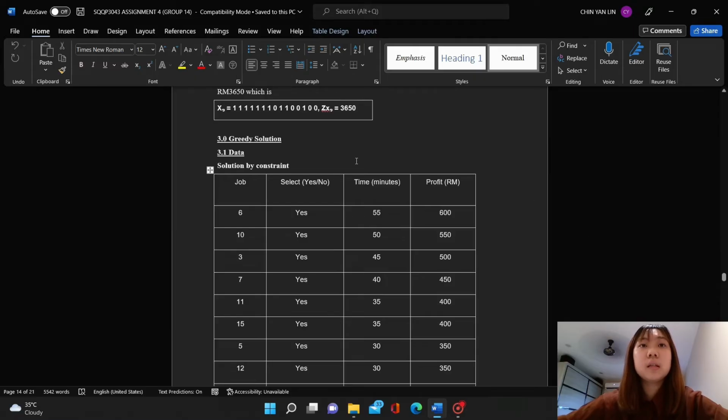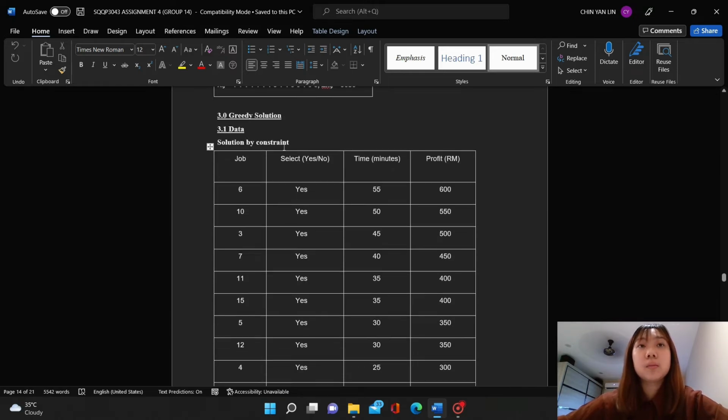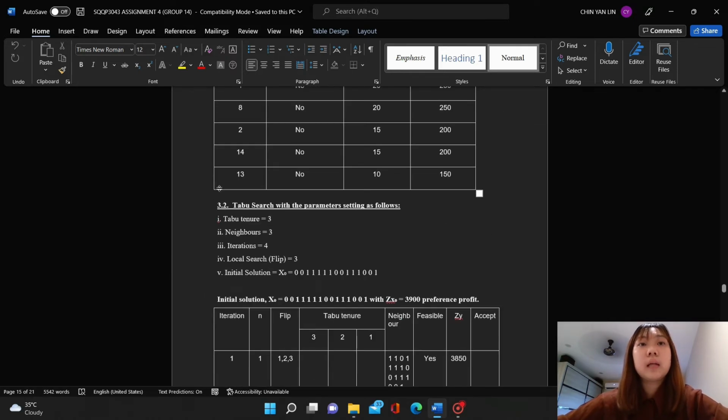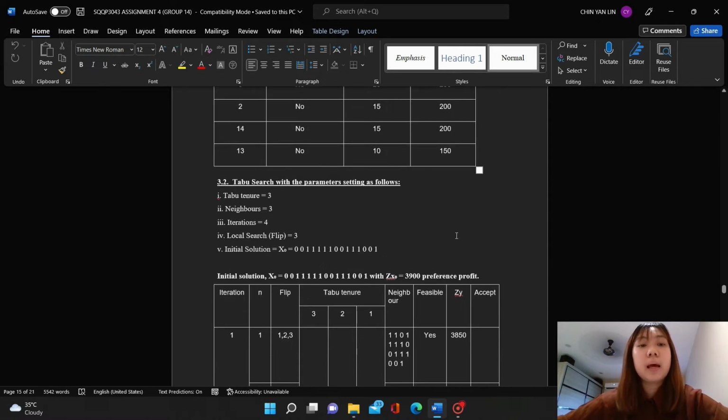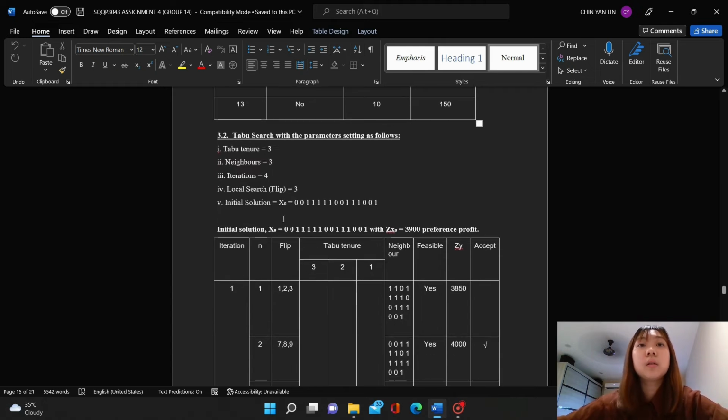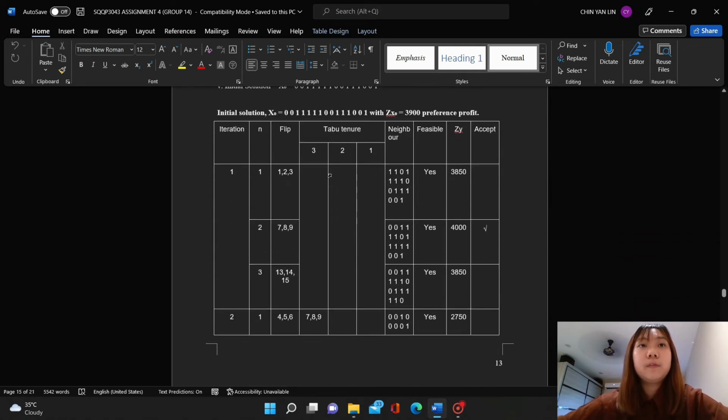For greedy solutions, this data comes from the assignment 2 data, solutions by constraints. For tabu search, we follow the same steps as the random solutions. The tabu tenure is set to 3, neighbors is 3, and iterations is 4. In local search, we need to flip 3 jobs. For the initial solution, we select jobs 3, 4, 5, 6, 7, 11, 12, 13, and 50. In the first iteration, we create 3 neighbors.